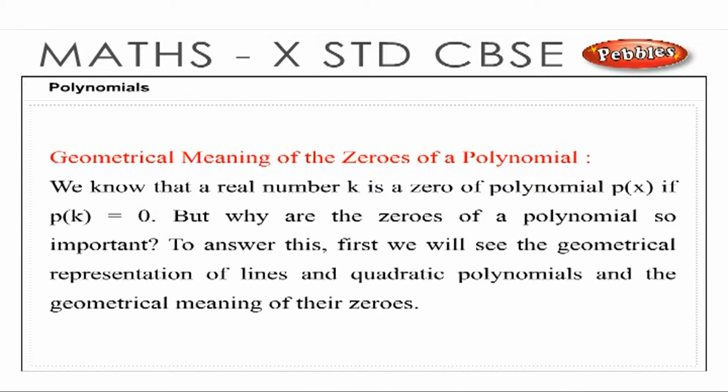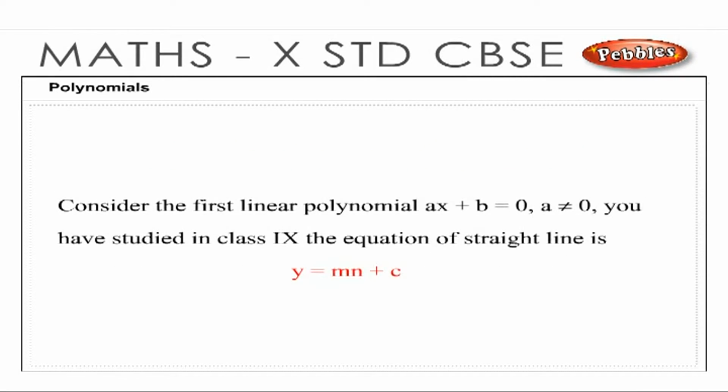Geometrical meaning of the zeros of a polynomial. We know that a real number k is a zero of polynomial p of x if p of k is equal to 0. But why are the zeros of a polynomial so important? To answer this, first we will see the geometrical representation of linear and quadratic polynomials and the geometrical meaning of their zeros. Consider first the linear polynomial ax plus b, a not equal to 0.